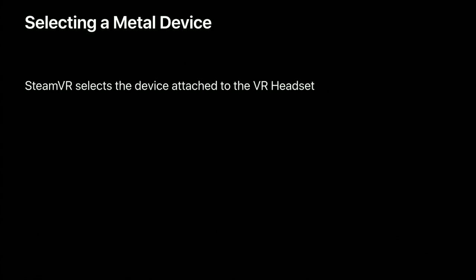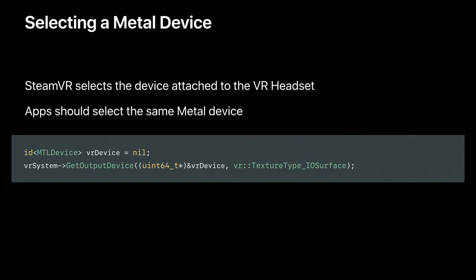All right, keeping with the theme of macOS platform specifics, let's talk a bit about how your app selects a Metal device to use. So on macOS, the VR compositor can query the OS to find the Metal device for the GPU that the headset is attached to. And for performance reasons, your app will want to select the same device that the compositor is using. So we've worked with Valve to make sure that there's an API to do this. Simply call getOutputDevice to get the Metal device that you should render to. It's that simple.